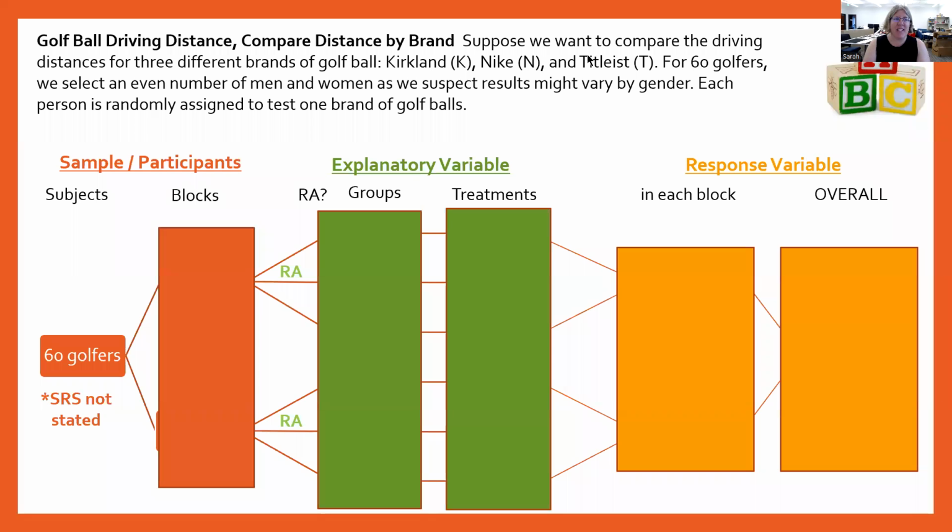All right, so the first example we're going to look at is about golf ball driving distances, and we want to see if the brands make any difference in how far the golf ball can be hit. So suppose we want to compare the driving distances for three brands of golf ball, Kirkland, Nike, and Titleist.